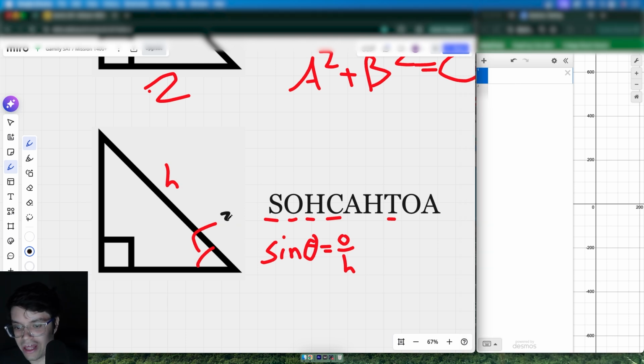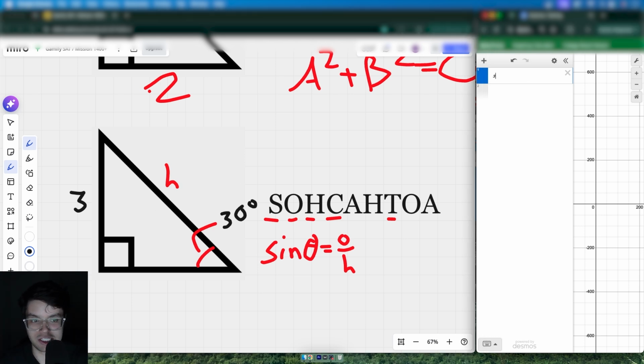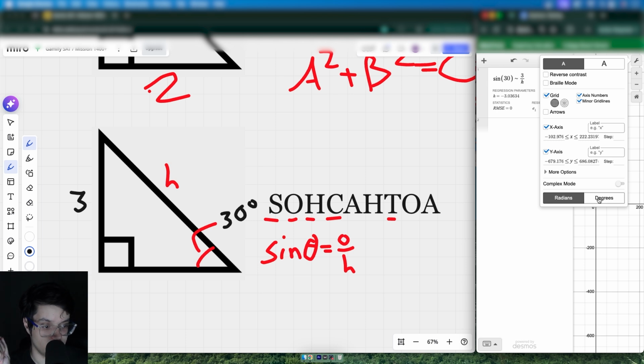So let's say we know here that this is a 30-degree angle, that this is a 3-length side, and we're just trying to find what H would be. We could write this by saying sine of 30 degrees is equal to 3, which would be the opposite, divided by H, and then make that a tilde. The one thing we have to do whenever you're doing a problem like this is we have to go in here and switch to degrees mode.